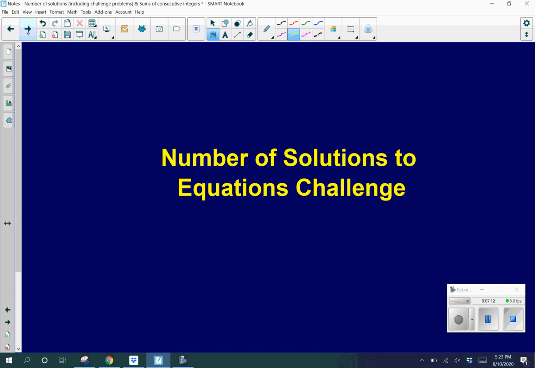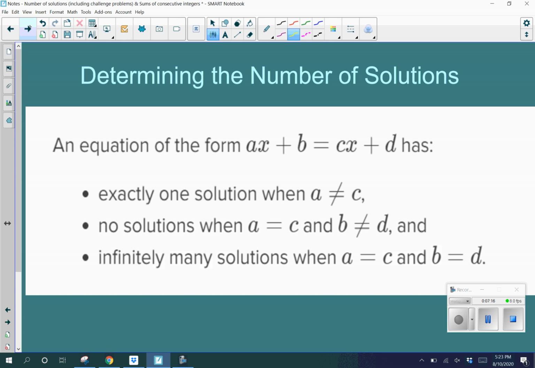Okay, let's move into the equations, the number of solutions challenge. These ones can be a little bit tricky. So again, this cheat sheet, typically an equation has this format, especially if you have variables on both sides: ax plus b equals cx plus d. So as you can see, I have all this information here where it says exactly one solution when a does not equal c, no solution when a equals c and b does not equal d, and infinitely many solutions when a equals c and b equals d.